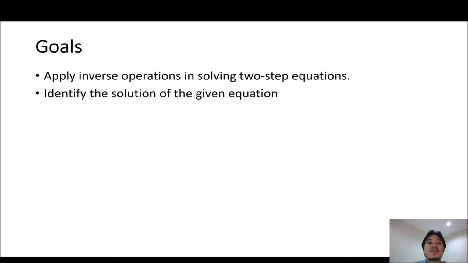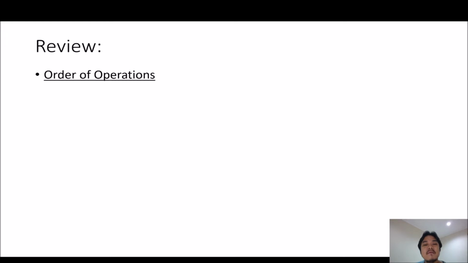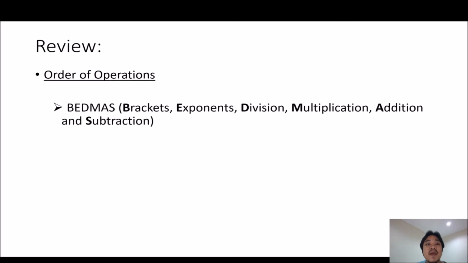So before I show you some examples on how to solve two-step equations, I want you to recall the order of operations. The order of operations tells you what to do first when simplifying expressions involving brackets and multiple operations. To easily recall the order of operations, we use the acronym BEDMAS. BEDMAS stands for brackets, exponents, division, multiplication, addition, and subtraction.